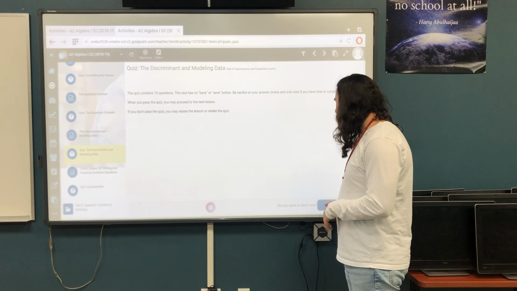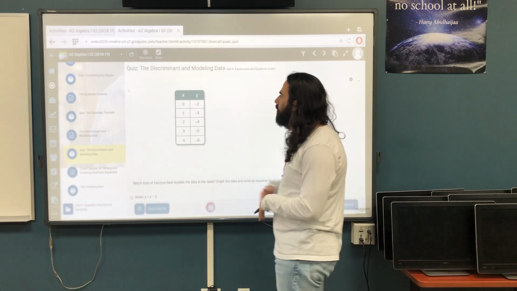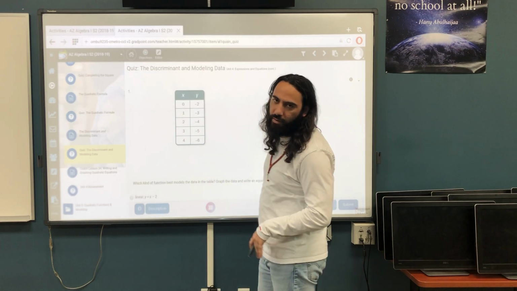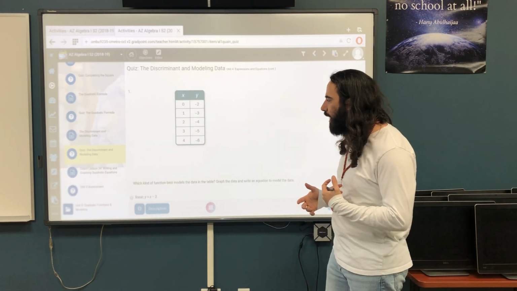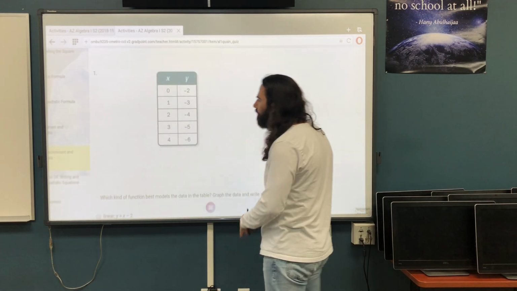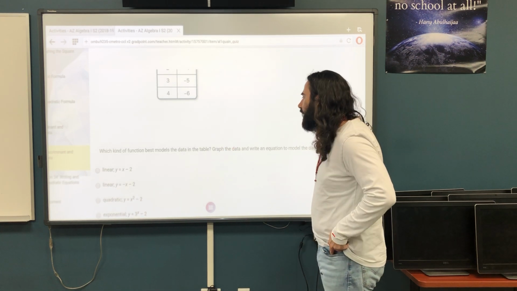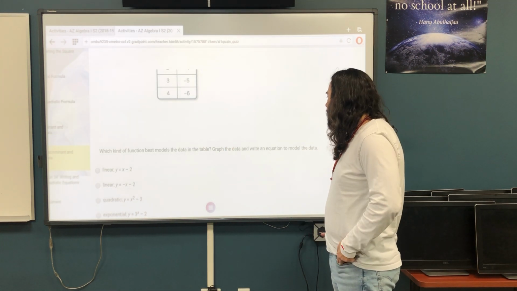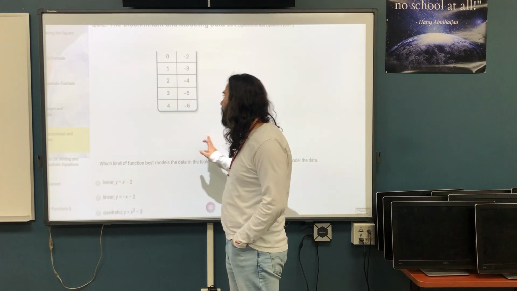Now, let's go to the first question. Of course, the name of today's subject is the discriminant and modeling data. This is the main thing. We learned it. All we need to do now is practice it. So we have this table of values. Now the question is, which kind of function best models the data in the table, graph the data, and write an equation to model the data. So is it linear, quadratic, or exponential?